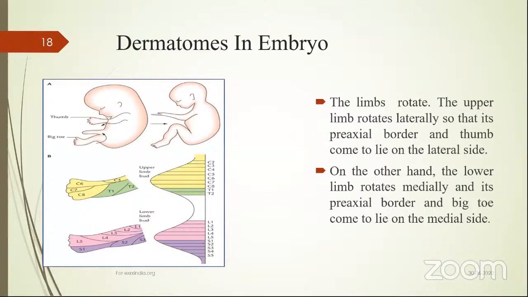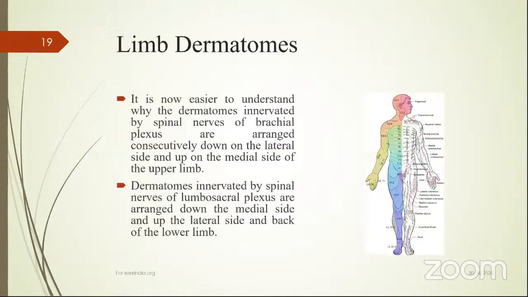So your greater toe goes medially. This is what happens at the embryo level. How is it related to dermatomes? If you see the picture of the dermatomes, you can see the arrangement of dermatomes is down at the lateral side and up at the medial side.